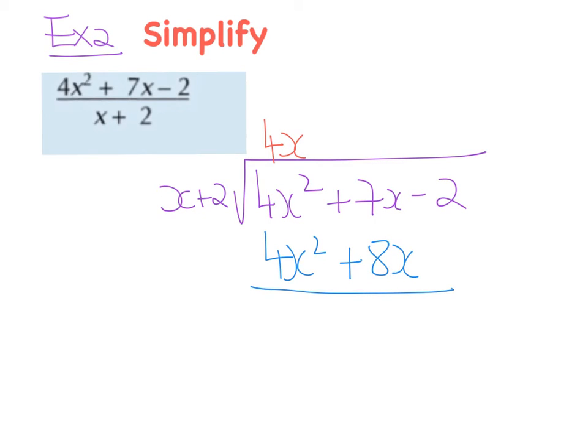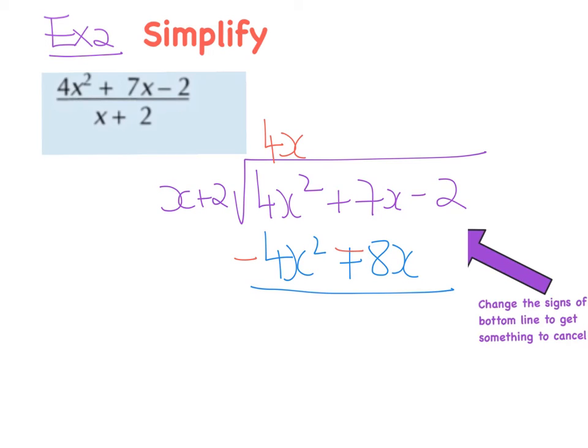Then the second step I had was to change the signs of the bottom line to get something to cancel. So if I change the signs here, I'll have a minus 4x squared and a minus 8x. I'm just going to do my normal algebra, working downwards in a vertical way. 4x squared minus 4x squared actually cancels, fantastic. And I'm left with plus 7x minus 8x, which gives me minus 1x. The second thing I told you to do is to bring down the next term, which in this case is minus 2. I'm going to write it in red so we know where it came from.